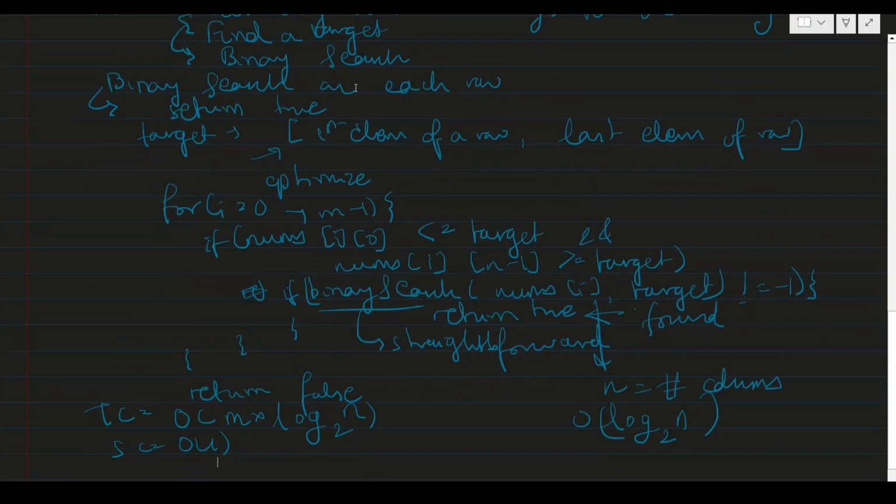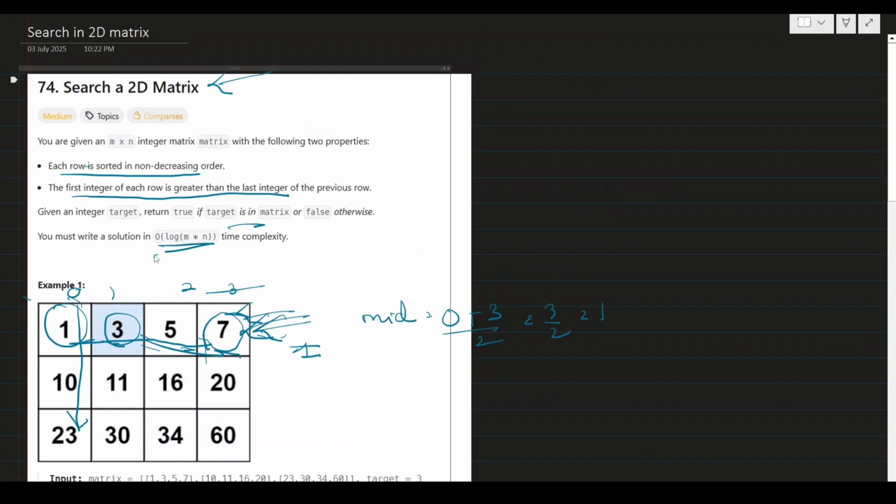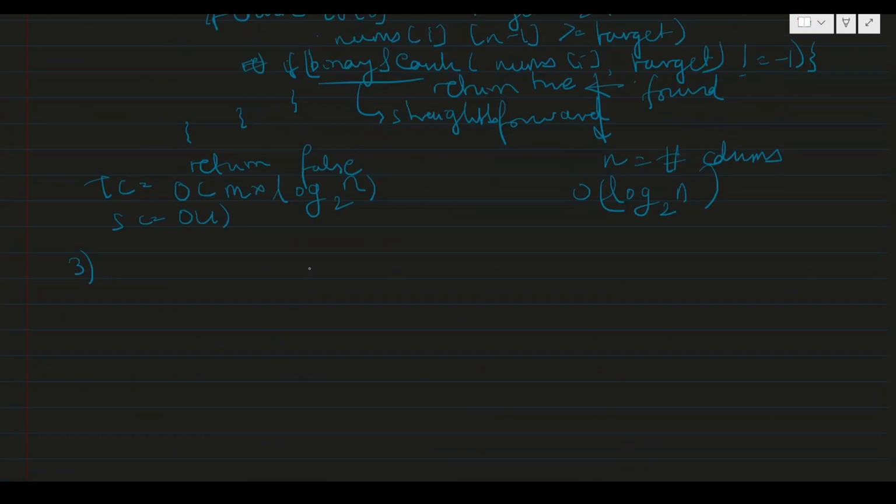So how can we optimize this approach? In the question we have also been given a hint, that we can develop an algorithm of log of m into n complexity. So how can we do that? Let's move on with the most optimal solution. We have to think of something of log of m times n complexity, that is O of log of m plus log of n. So here we have to optimize this m to log of m.